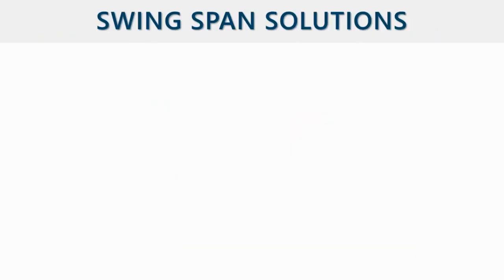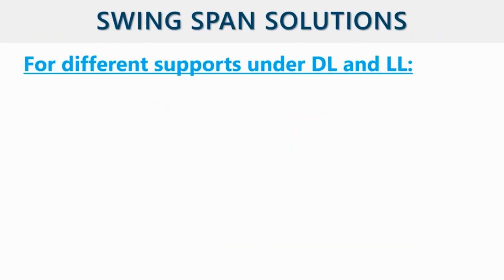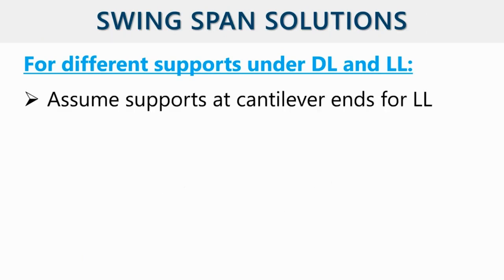Okay, so this here is a solution. First of all, for different supports under dead load and live load. Again, remember dead load, we only have 1 support in the middle. Live load, we have 3 supports. We have no option. We have to assume supports at cantilever ends for the live load. In other words, in bridge rating, we have to do the model with 3 supports. That's the only way we can handle the live load.